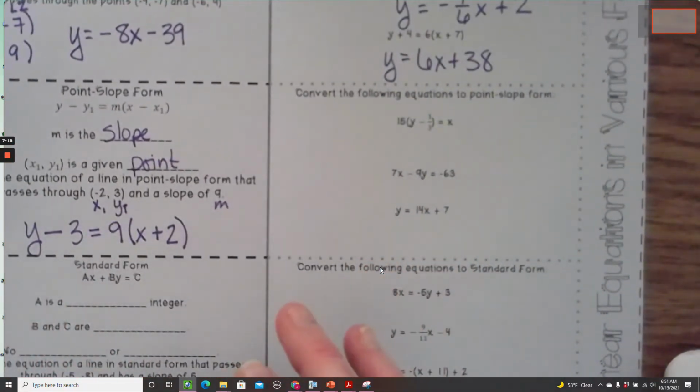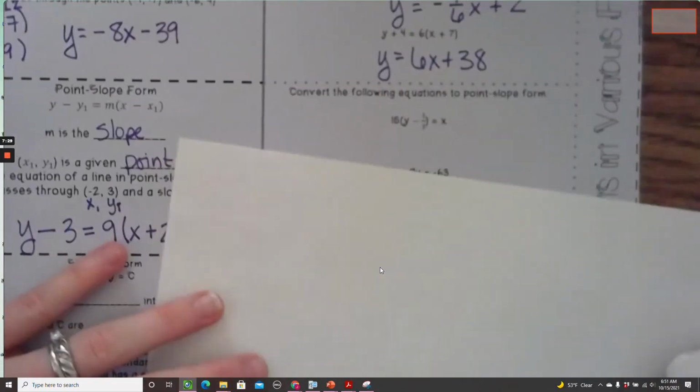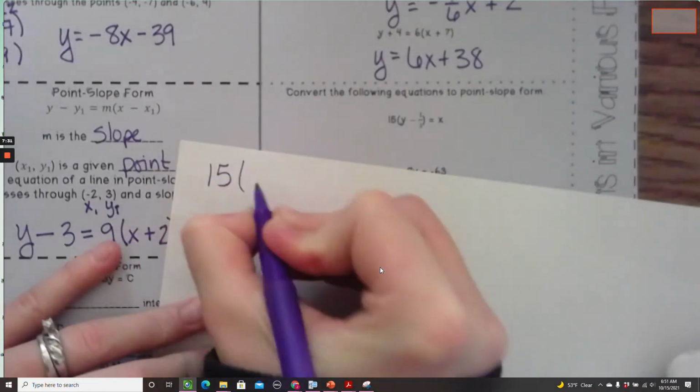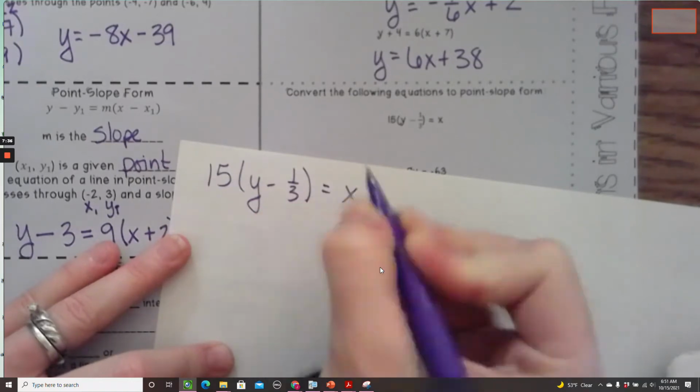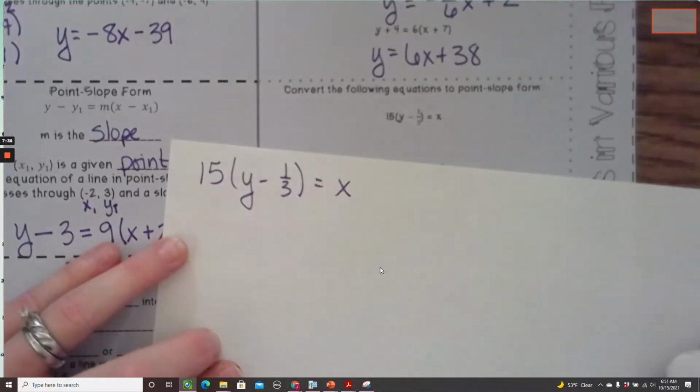All right, so it says convert the following equations to point slope form. So this is a little bit different than the way we would normally do things. So let's start here with 15y minus 1/3 equals x. So I'm going to distribute first before I do anything else.